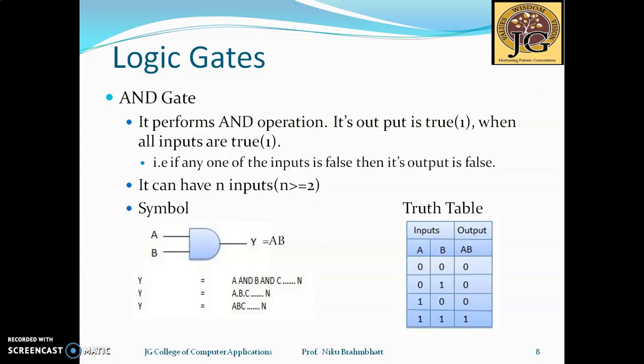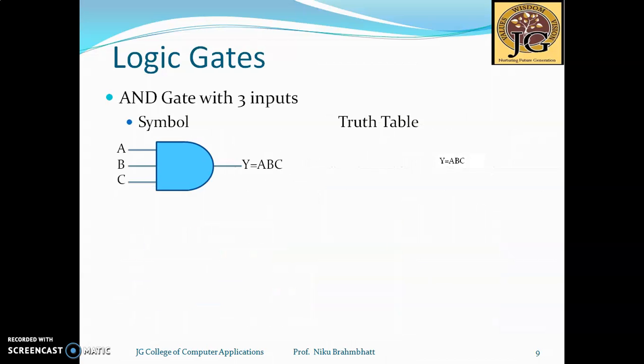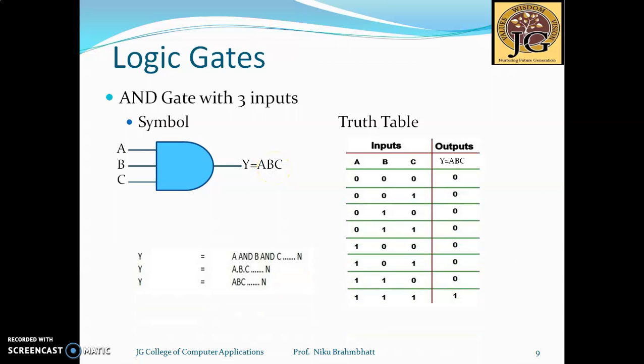Let us discuss the 3 input AND gate. Right, so the symbol for a 3 input AND gate, say A, B and C. So the Boolean function becomes Y is equal to ABC, and the truth table. As I said, make two columns, one for inputs, one for outputs. Under the input column again make a number of columns depending on the inputs. Here three inputs are there, so three columns A, B, and C, and one column Y equal to ABC. Now make the combinations of A, B, C.